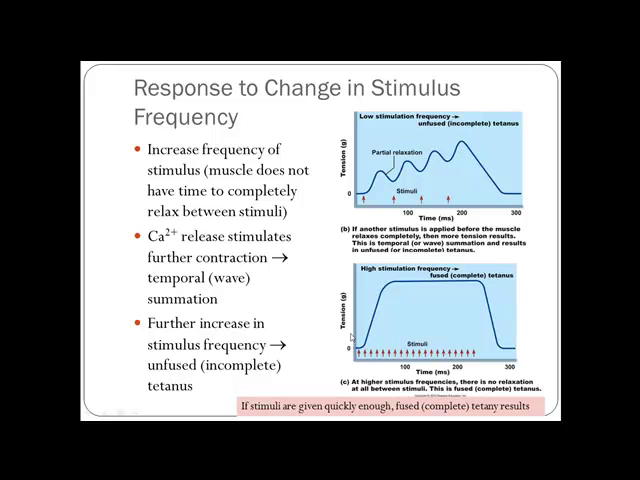The high stimulation frequency would be like tetanus. Your muscle is like a Charlie horse. Your muscle contracts and it just stays 100% contracted.